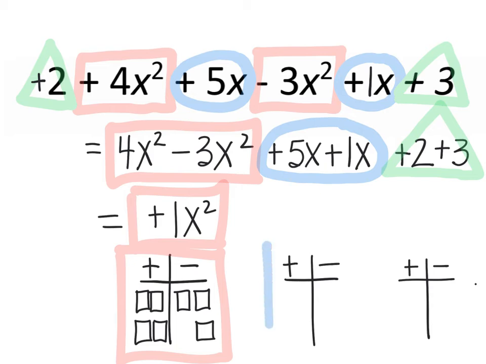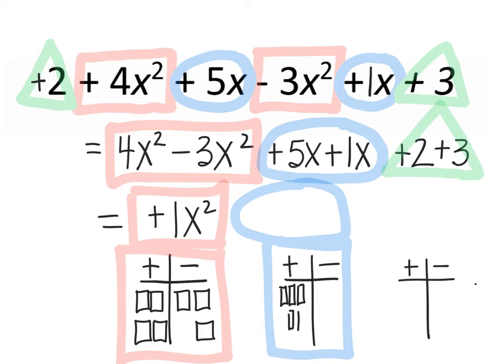The blue portion of our expression is going to be combining a positive 5x with a positive 1x. So positive 5x's would look like this, and then an additional positive 1x is going to look like this. Altogether, we're going to have positive 6x's. Again, the positive team wins because the negative team didn't even show up.